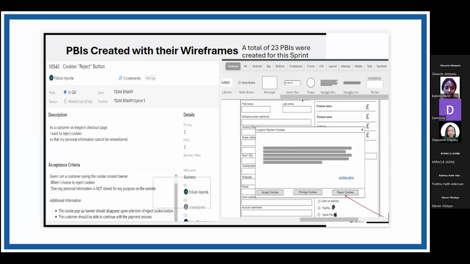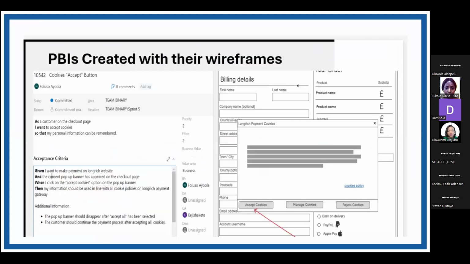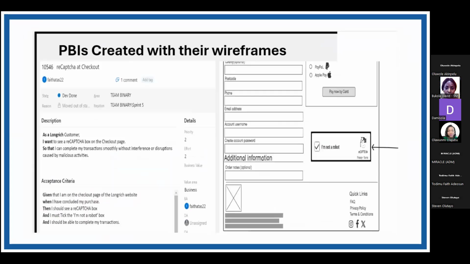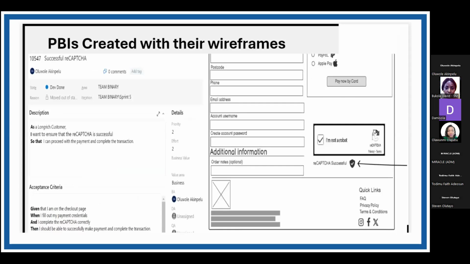This is the PBIs we created with the wireframes. This is the cookies reject button, and that's the wireframe. Next slide. This is another PBI created with this wireframe, the cookie accept button. Next slide. This is another one, the reCAPTCHA at checkout. Next slide with the wireframe. This is also a successful reCAPTCHA PBI with this wireframe.